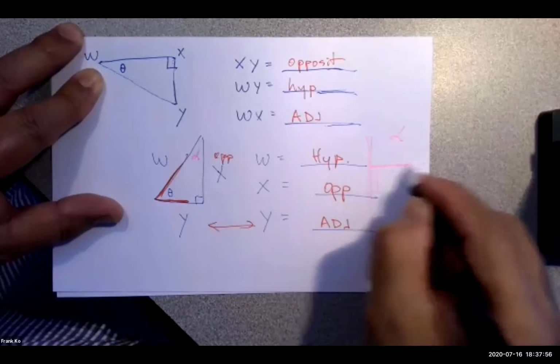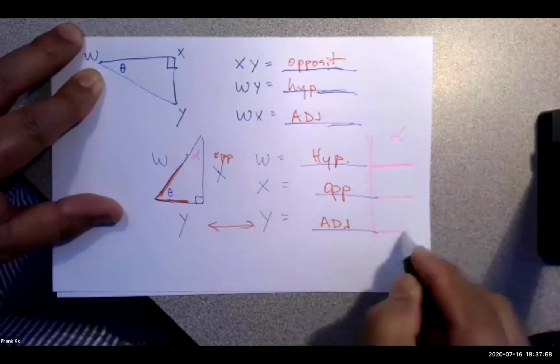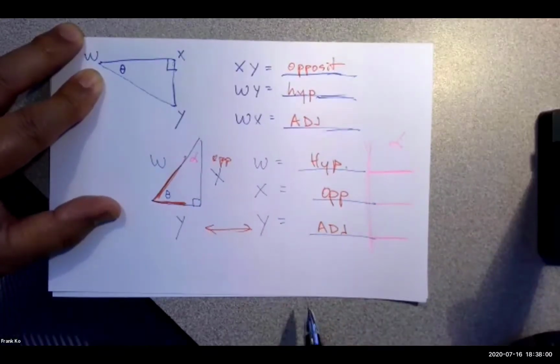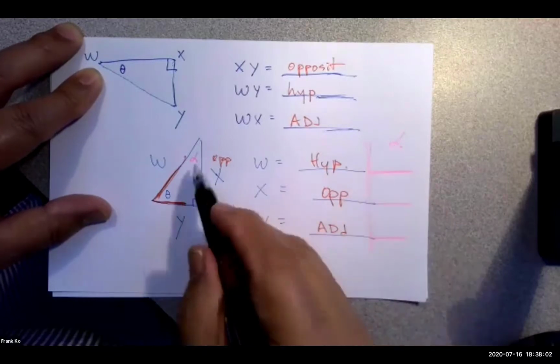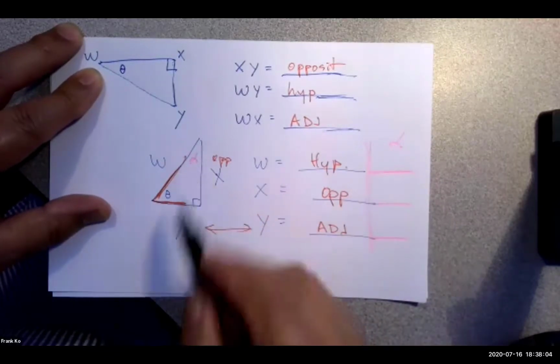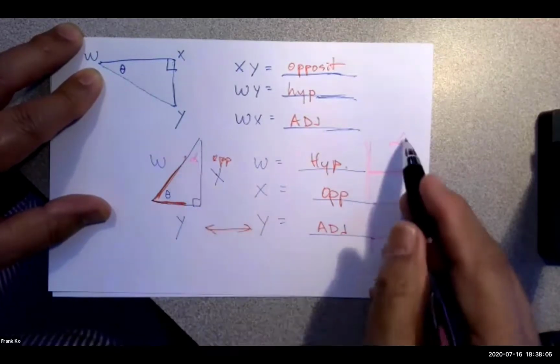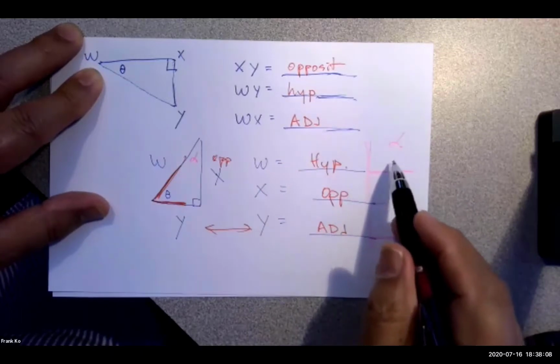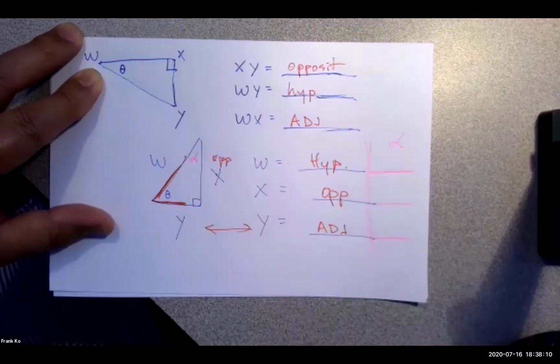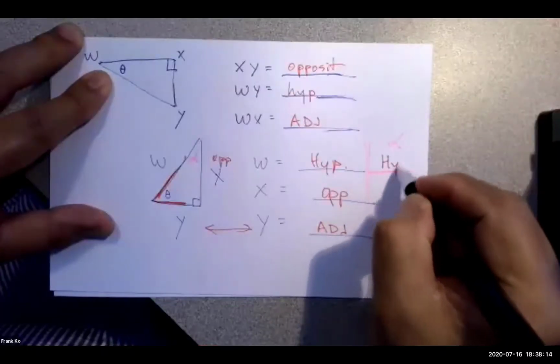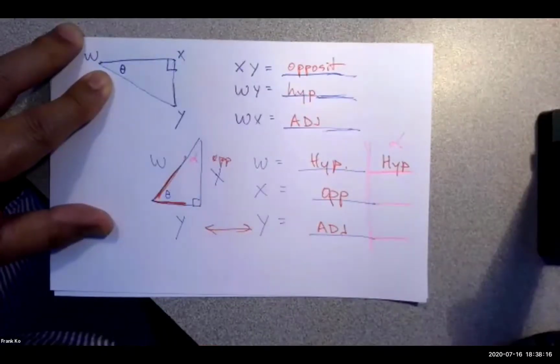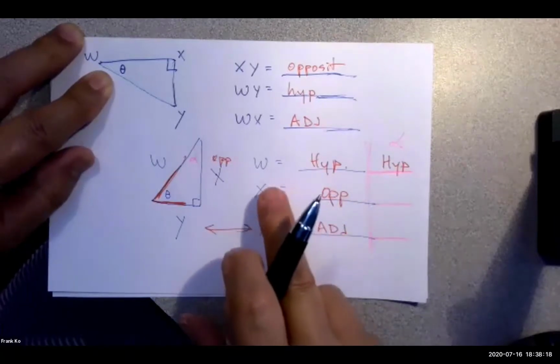W now becomes what? Question goes to Luis. If this becomes the angle of interest called alpha, what is the side of W now? It was the hypotenuse. It still is the hypotenuse, right? That doesn't change. It's still the longest side. All right, good.